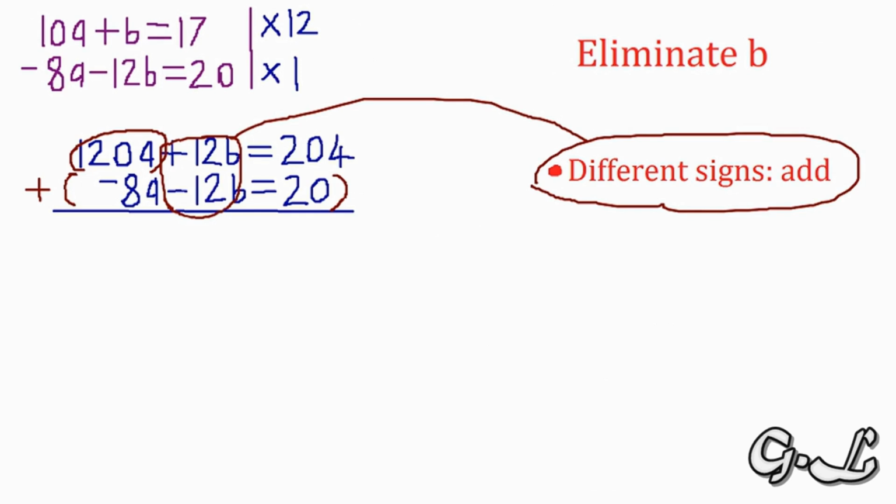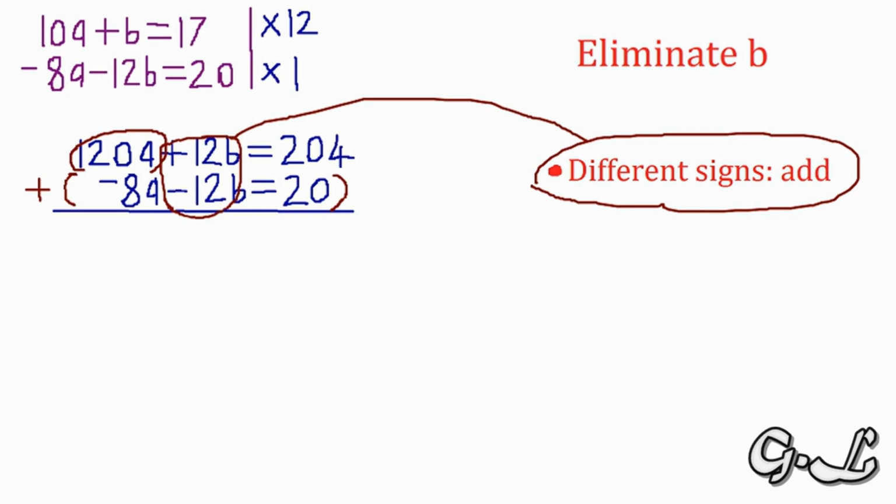Our main objective is to find the value of a. So we're going to divide both sides of the equation by 112. After you say 224 divided by 112, it will give you the value of 2. So this is what we have.